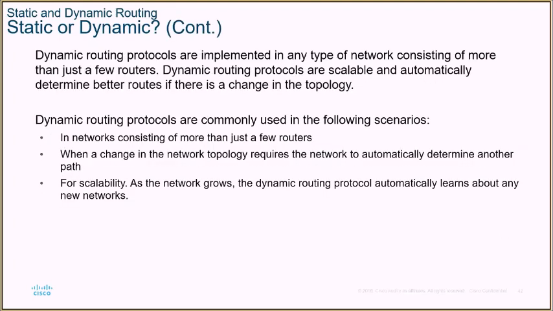So dynamic routing protocols are implemented in any type of network consisting of more than just a few routers. Dynamic routing protocols are scalable and automatically determine better routes if there is a change in the topology. So they're normally used in the following scenarios. Networks consisting of more than just a few routers. When a change in network topology requires the network to automatically determine another path, and for scalability. As the network grows, the dynamic routing protocol automatically learns about new networks. If you start growing a network with static routes, you've actually got to go back and configure every router in your network, which doesn't sound like fun.